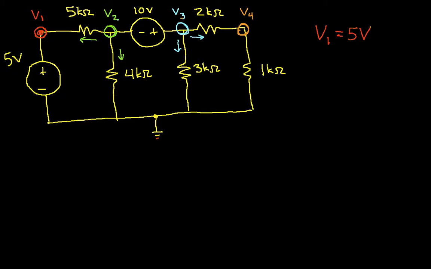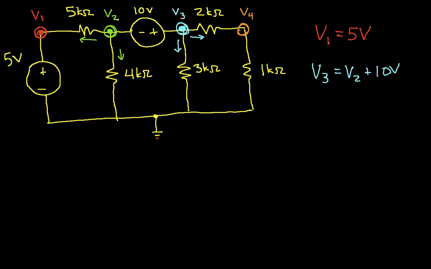The first thing is to notice that if we look at node 3, it's connected to node 2 by this 10-volt source. So node 3 is 10 volts higher than node 2. So this gives us one equation. We can say that V3 is equal to V2 plus 10 volts. Again, we know that because of the 10-volt source between nodes 3 and 2. So that gives us an equation.